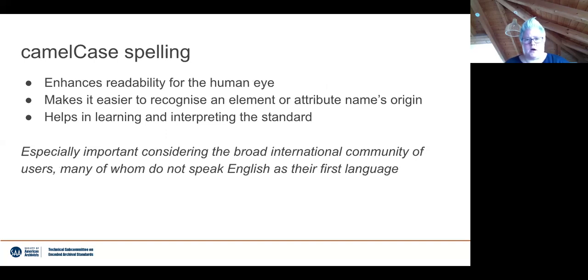In general, we are convinced that camel case spelling enhances readability for the human eye. So it makes it easier to recognize an element or attribute name's origin and helps in learning and interpreting the standard. And we think this is especially important because we have to consider a broad international community who uses EAD, and many of those don't have English as the first language. So most of these element names that originate from an Anglo-American practice of archival description become easier to understand and recognize also to the international community by having them spelled in a different way.